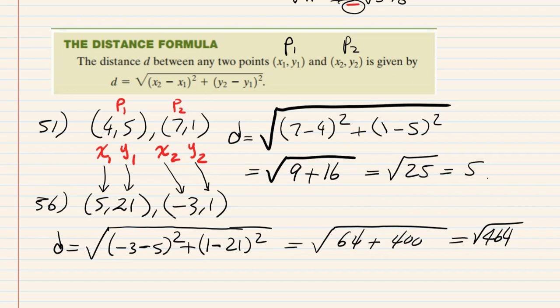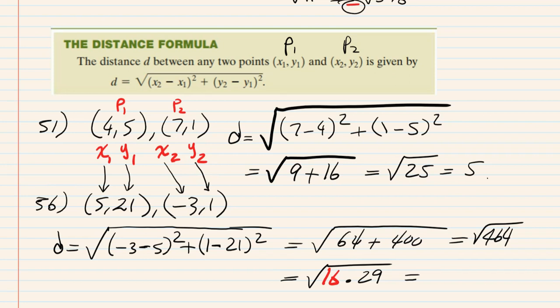Let's see if we can simplify this one. Okay, 464 is the product of, let's see, I believe it's 16 times 29. Oops, I don't want to use color. I only use color on perfect square numbers. 16 times 29. Okay, just to make sure.